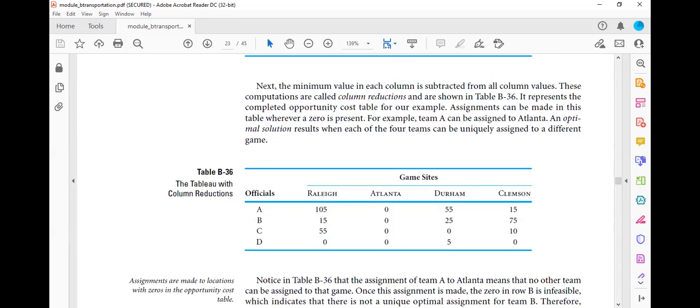Okay? So, after computing the opportunity loss table, the next step would be to try to draw a line that will cover all the zeros. We will try to cover all the zeros using the minimum number of lines and see how many lines will be needed. Now, if the minimum number of lines that will cover all the zeros is already equal to the number of rows or columns, then you have the optimal assignment. So that means you can already assign one-to-one. So an official will be assigned uniquely to a game site.